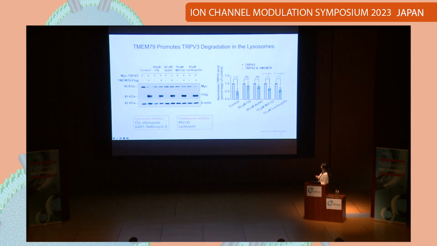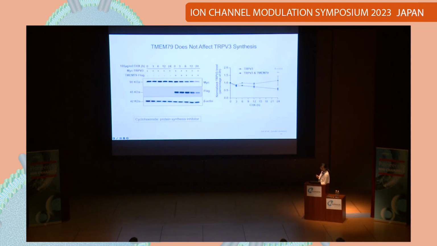So in light of that, we incubated cells expressing either TRPV3 alone or TRPV3 and TMEM79 with two lysosome inhibitors and two proteasome inhibitors here, and found only the two lysosome inhibitors could rescue the protein reduction caused by TMEM79, although the two proteasome inhibitors did not. So this indicates that TMEM79 promotes TRPV3 degradation in the lysosomes.